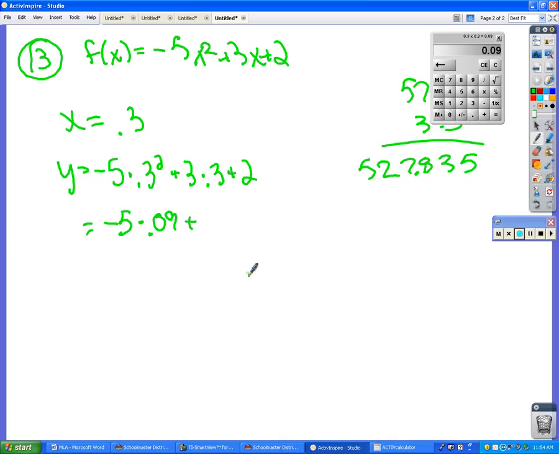So we did the exponent there first, so 0.3 squared is 0.09. And then while we're at it, we might as well go 3 times 0.3. We can do it the same way. 3 times 3 is 9, but then I have one decimal, so it's going to be 0.9, plus 2. Now I have to figure out what negative 5 times 0.09 is. That's going to be negative 0.45 plus 0.9 plus 2. And if I add all of those together, then I get 2.45.